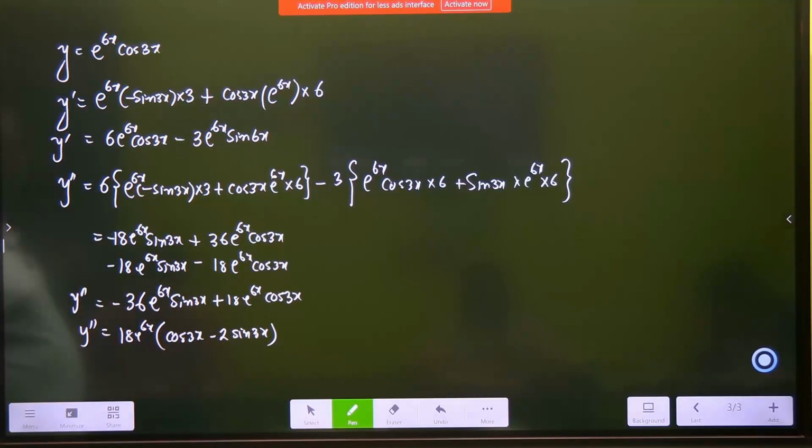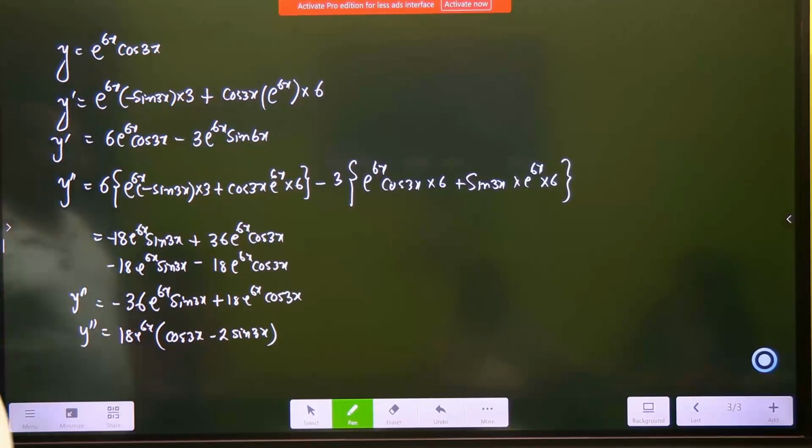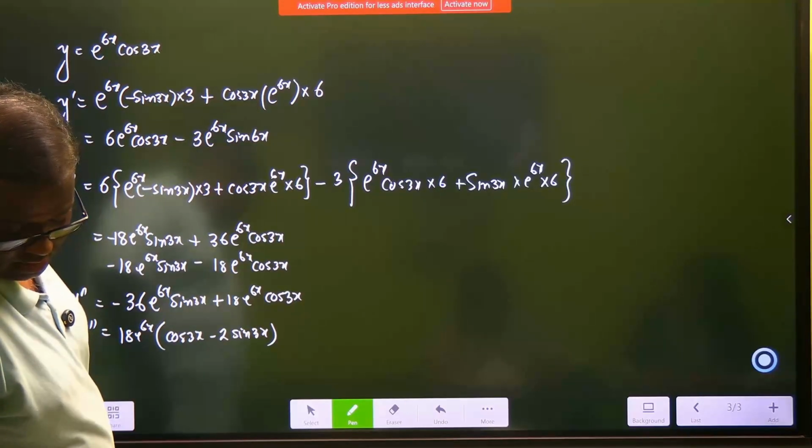Has it tallied? All you need is to be careful with minus and plus, that's all. Otherwise, there are no more chances that you'll get it wrong. Just check. Nine e to the power 6x cos 3x. We are doing question number 7. Showing 9 e to the power 6.